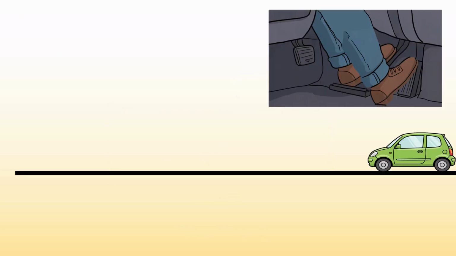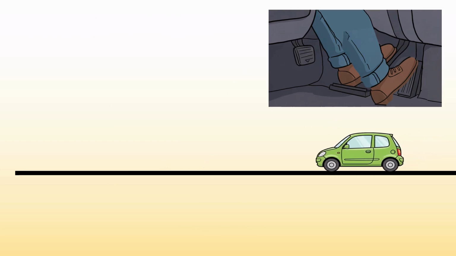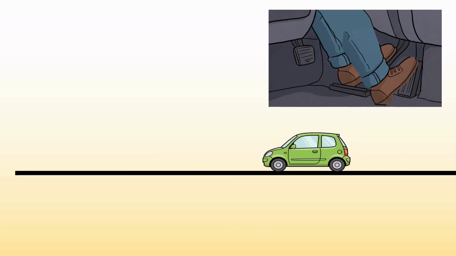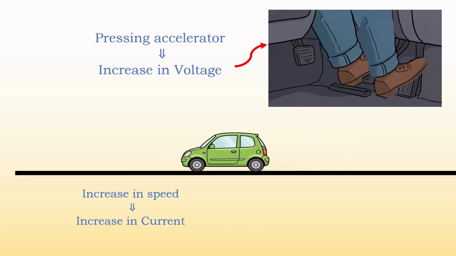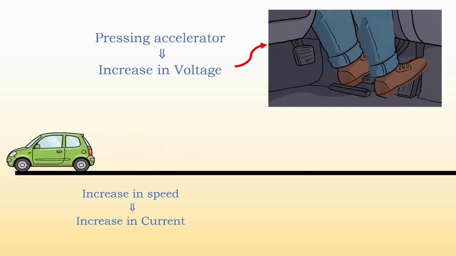Consider that you are driving a car on a highway. When you press the accelerator lightly, for example at 10% throttle, the car moves slowly. When you press the accelerator harder, the speed of the car increases. In this analogy, pressing the accelerator is equivalent to increasing the voltage, and the speed of the car is equivalent to the electric current flowing through a circuit.